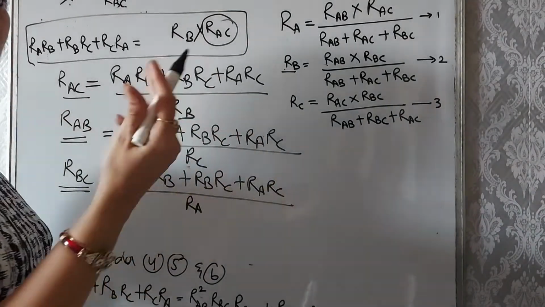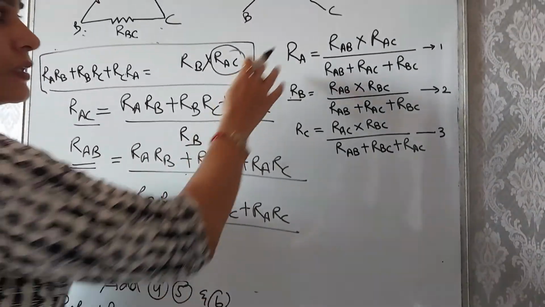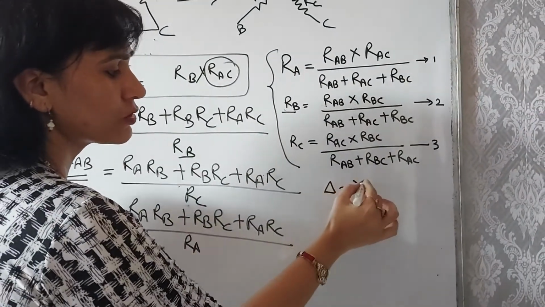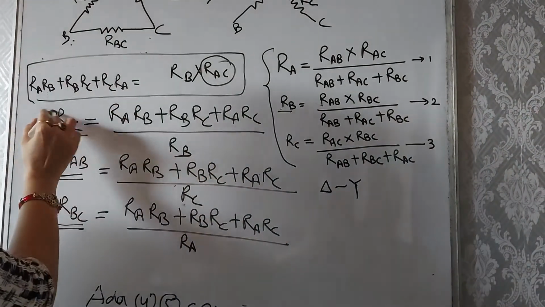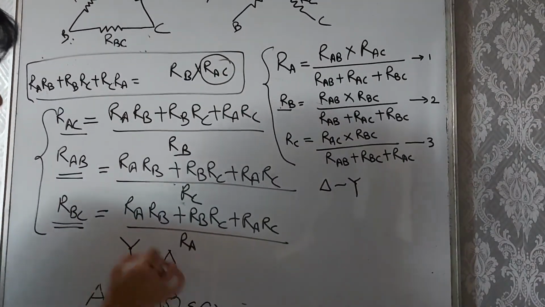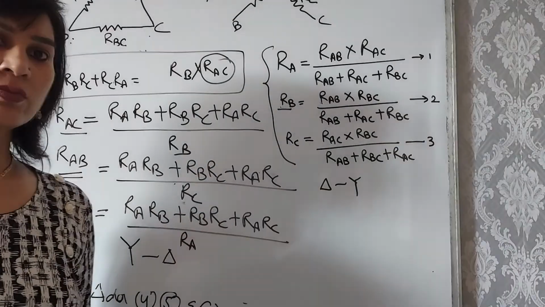So we have 6 main formulas. 3 formulas are for delta to star conversion, and these 3 formulas are for star to delta conversion. Thank you so much.